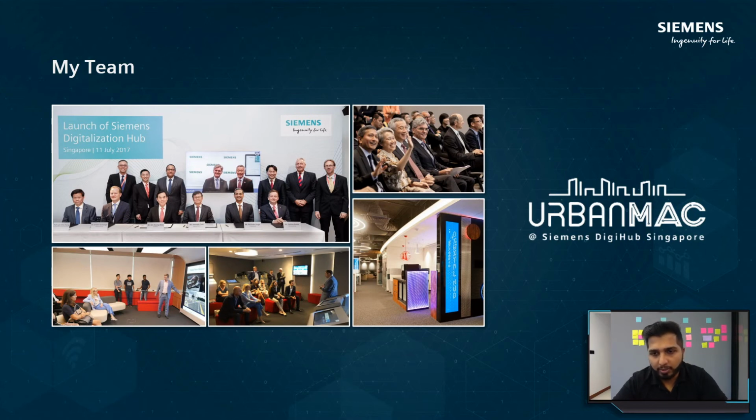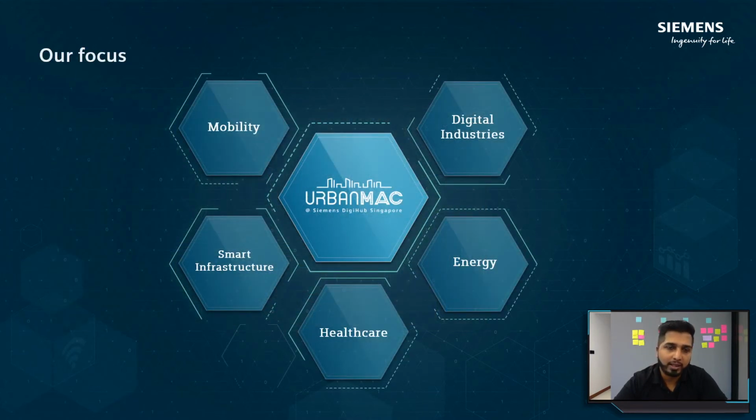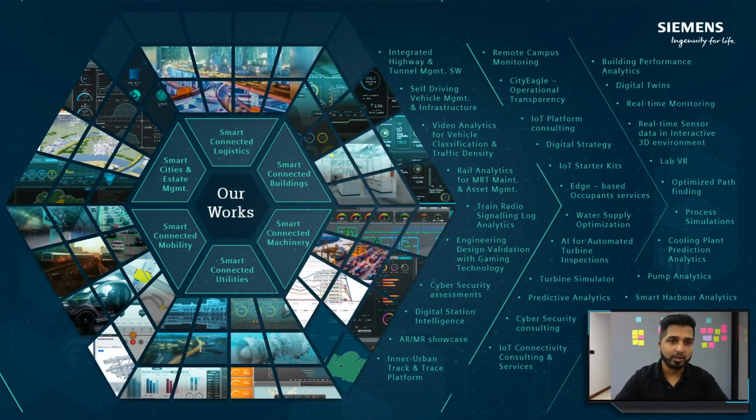So our role was quite crucial in Siemens when we were formed. We were called Urban Mac then. As the name says, we were focusing on urban infrastructure a lot and industrial applications as well. Our main focus areas were mobility, smart infrastructure, that's digital buildings, energy grid, healthcare, energy, and power industries. In the past couple of years, we have worked on various topics, and we have achieved a lot in these areas.